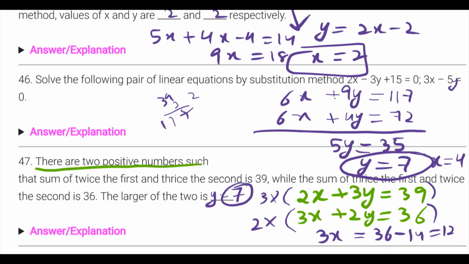So that's all about the pair of linear equations in two variables. Let's meet in the next video in the next chapter.